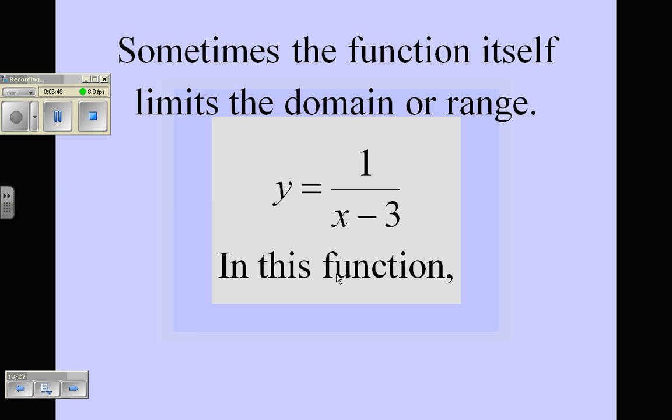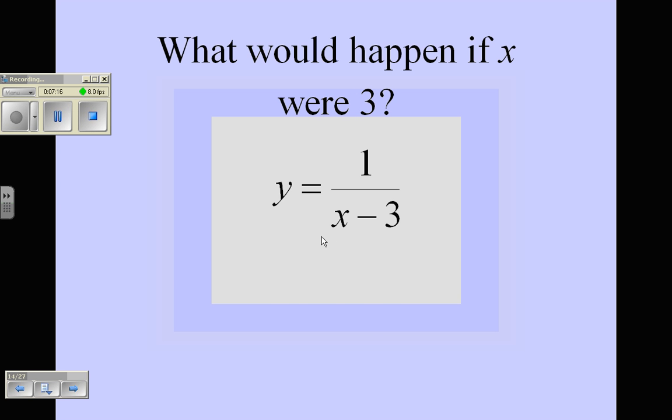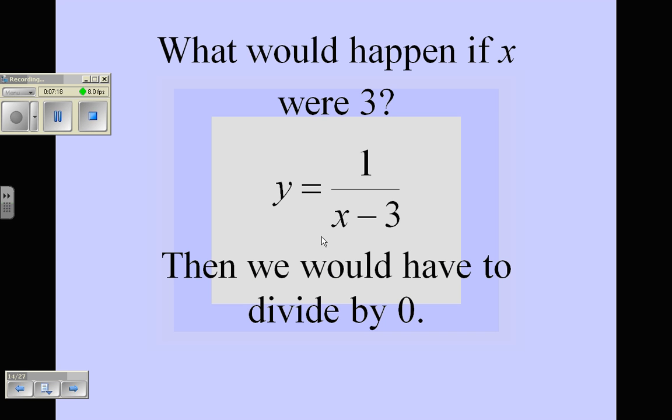Now, sometimes the function itself will limit the domain or the range, and this is something that we're going to spend more time on. So in this case we have y equals 1 over x minus 3. In this function, can x be any real number? Is there any value of x that won't work? And hopefully when you're looking at it, if you focus on the bottom, if we plug in 3, we have a problem. Because if you plug in 3 into this function, you'd have to divide by 0. And we all know dividing by 0 is not allowed.